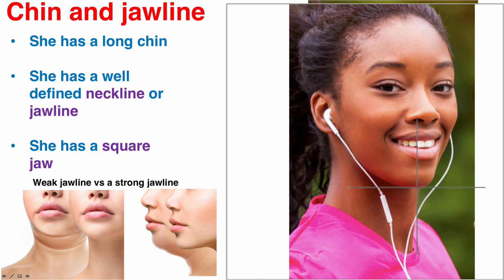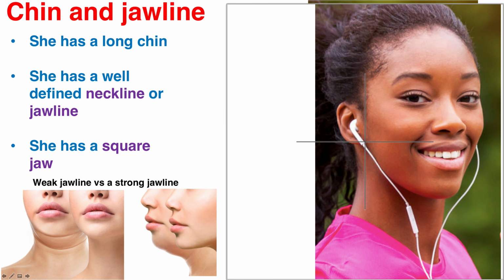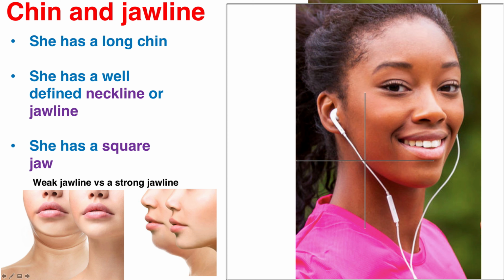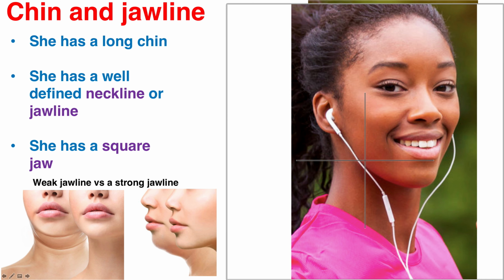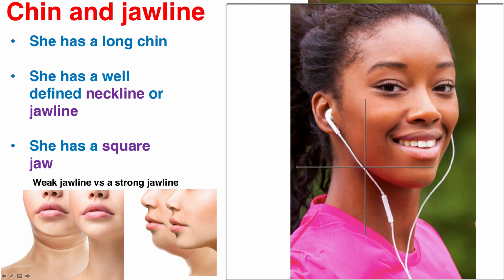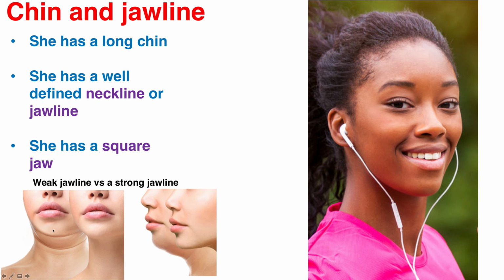Now, the neckline or jawline is this line right here. It's the line that runs from the bottom of the ear around her chin and then back to the other side. It's the place where the jawbone here connects to the neck here. And so looking at her jawline, she's got a nice strong jawline, meaning it's easy to see where her chin and her neck are, versus a weak jawline.